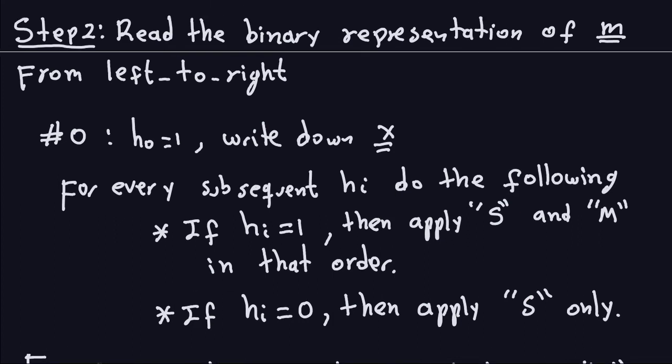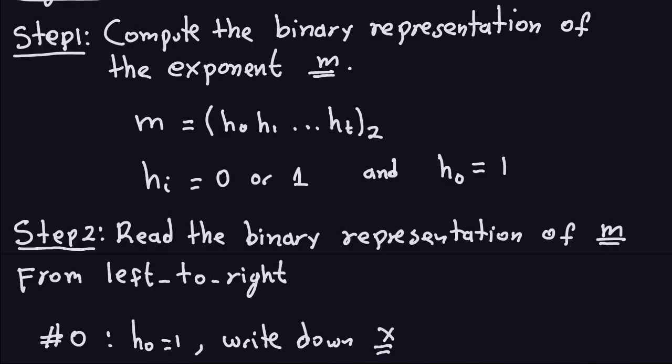So you read this sequence here from left to right, as you read in English. H0 will be 1 always, so you start with the x. Then after that you read the next digit and so on and so forth from left to right. And every time you encounter a 1, you apply s and m, square and multiply. And every time you encounter just a 0, just do the square only.